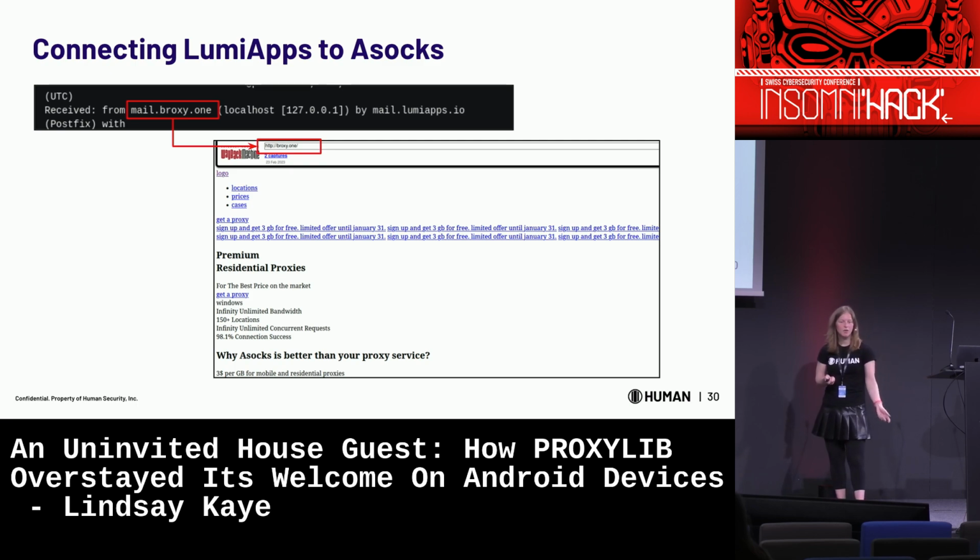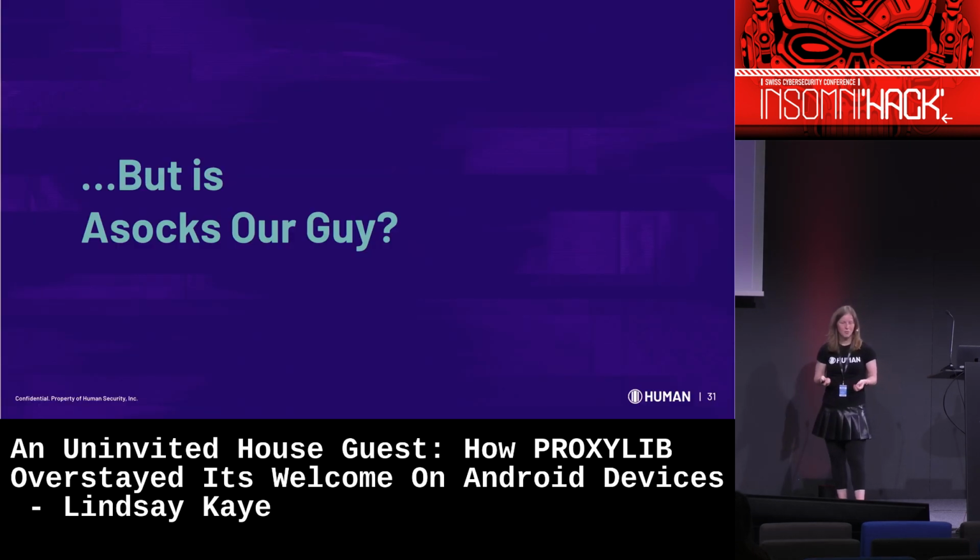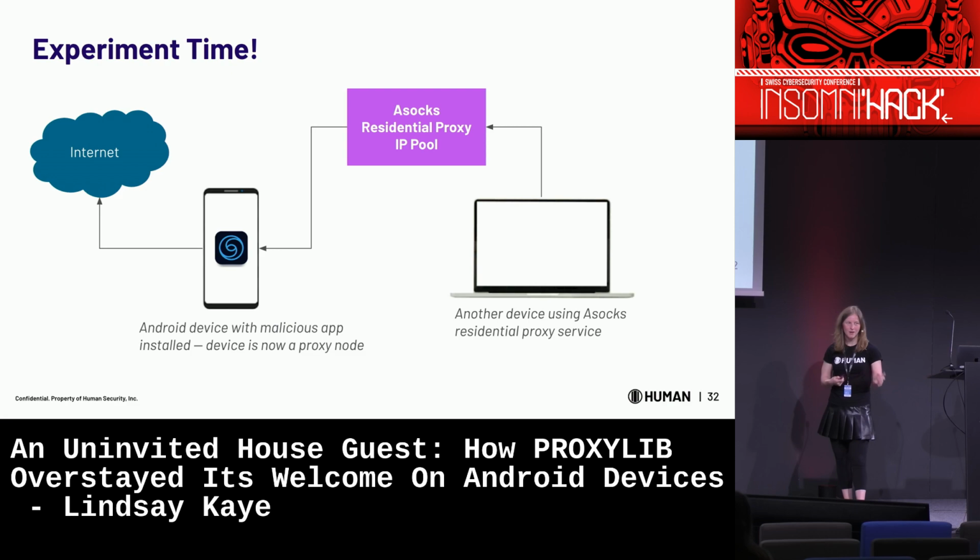So taking Broxy.1 and putting it into the Wayback Machine, one of the things you see is what looks like some old copywriting for ASOX. So that's pretty interesting. But again, this is somewhat circumstantial, somewhat OSINT-y. We needed a little more proof here. So we want to know, is ASOX in fact our guy? Are they the ones that are monetizing this residential proxy app PROXYLIB campaign? So we ran an experiment because we want to do some science.